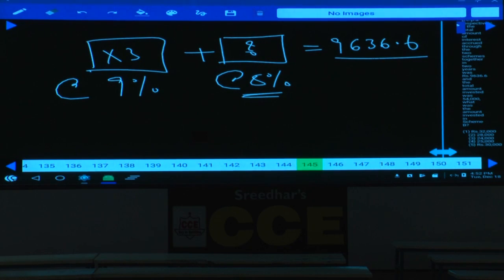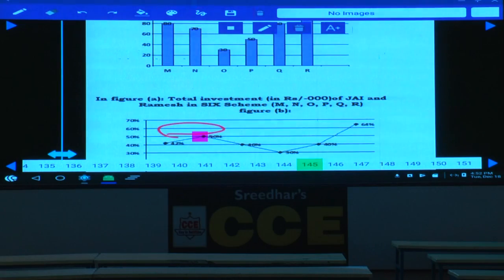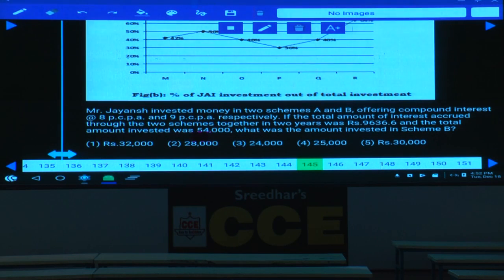8 is not a multiple of 3. So the investment at the rate of 8% per annum should be a multiple of 3. Agreed or not? Right. Now look at this. 8% per annum is the first scheme, 9% per annum is the second scheme. What is your question about? What was the amount invested in scheme B?